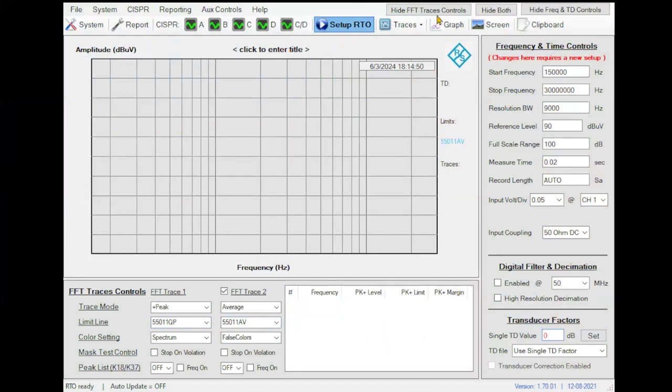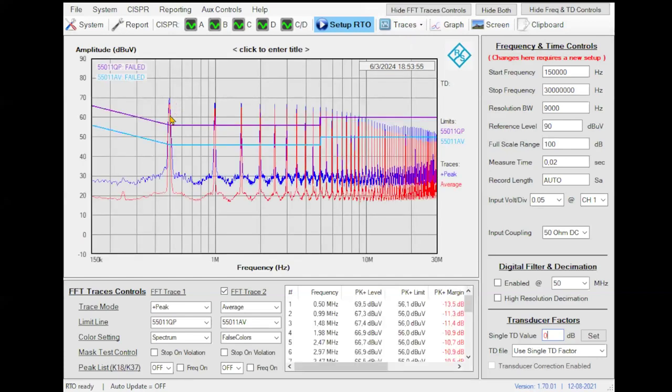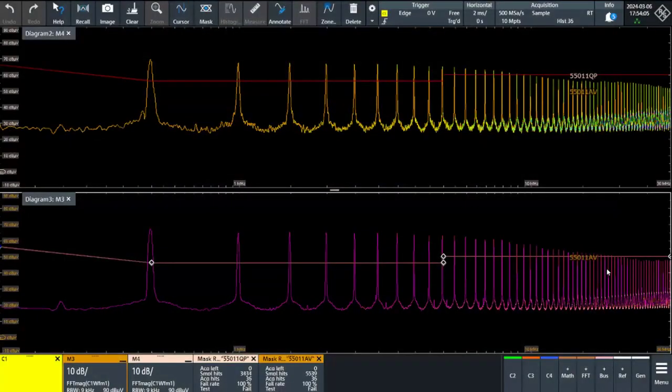Now we recover the FFT traces from the oscilloscope. And in a few moments, I will show you, it's here, sorry, here, yeah. Okay, so you can see here the peak and the average emissions of my device. If we go to the screen of the oscilloscope, you can see this. So the original channel number 1 in yellow color and only time domain.